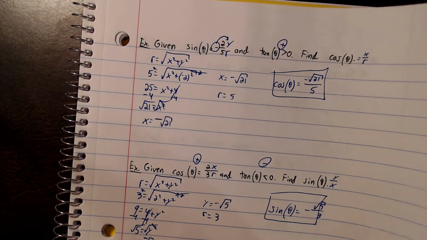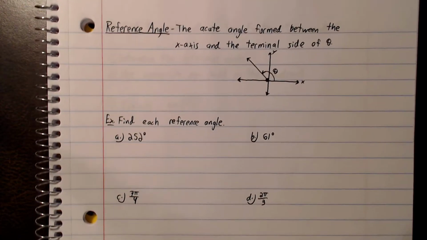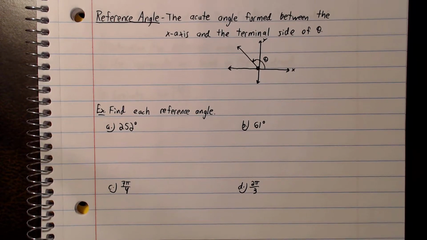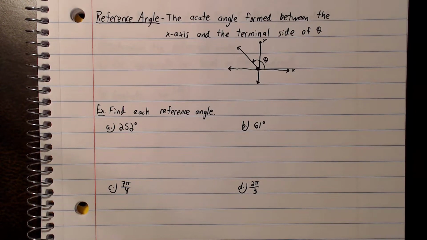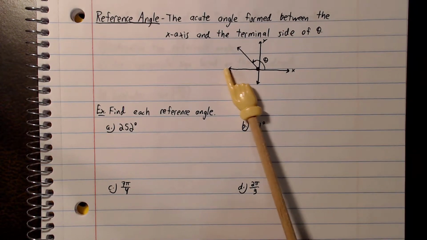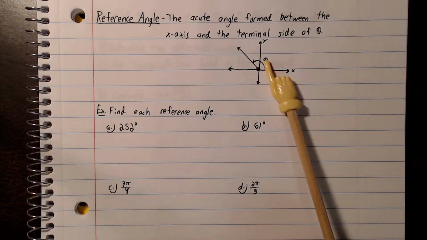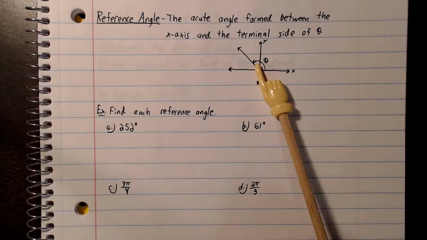Alright, a couple more pages to go. A reference angle. Okay, some new notes now. A reference angle. It's the acute angle formed between the x-axis and the terminal side of theta. So here's our angle, and here's our terminal side.